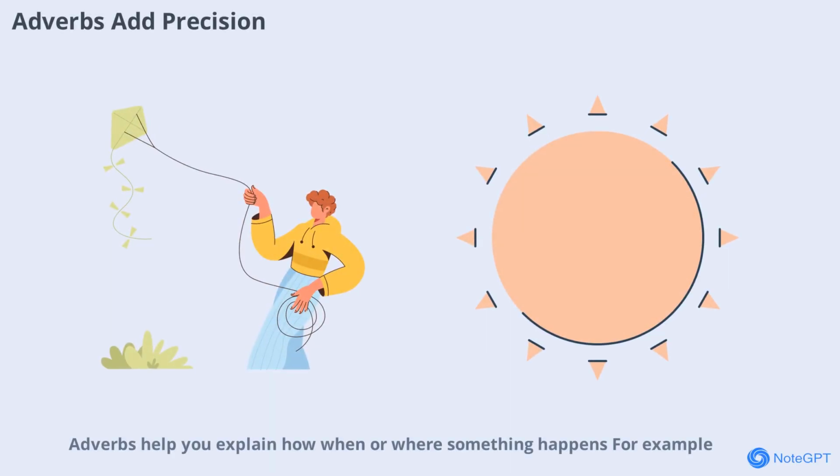Adverbs help you explain how, when, or where something happens. For example, "she sings beautifully" tells us how she sings. Adverbs make your sentences more precise and help your listener understand exactly what you mean.